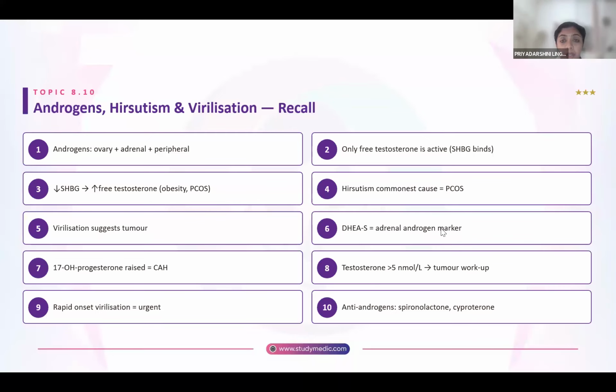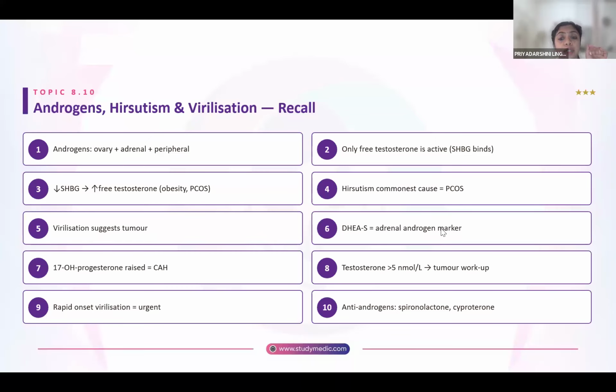First one is the androgens. The androgens in the woman can either come from the ovaries, or they can come from the adrenal, or they can come from the peripheral conversion of estrogen to testosterone. Second thing, only the free testosterone is active, and testosterone is bound because of the sex hormone binding globulin. Sex hormone binding globulin is the one that is going to combine with testosterone, and your total testosterone will be high and your minimal amount of free testosterone will be present. And free testosterone is generally elevated in conditions like obesity and PCOS.